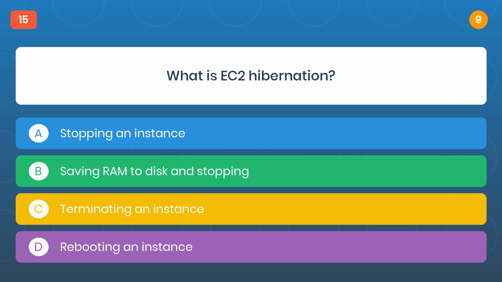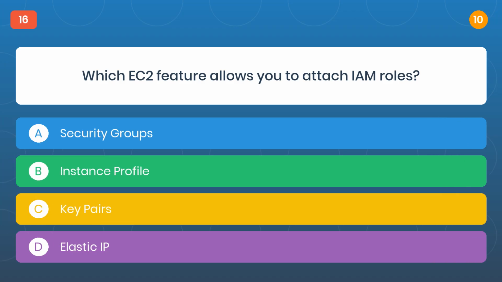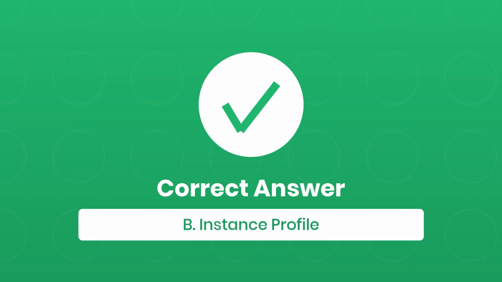Question 15. What is EC2 Hibernation? The correct answer is B. Saving RAM to disk and stopping. Question 16. Which EC2 feature allows you to attach IAM roles? The correct answer is B. Instance profile.